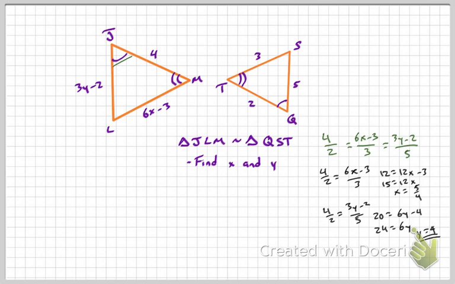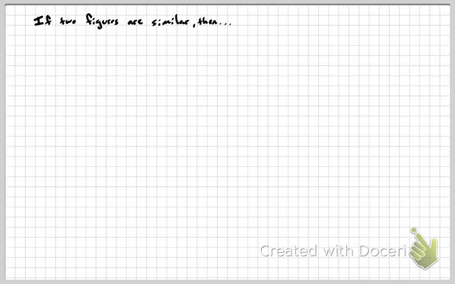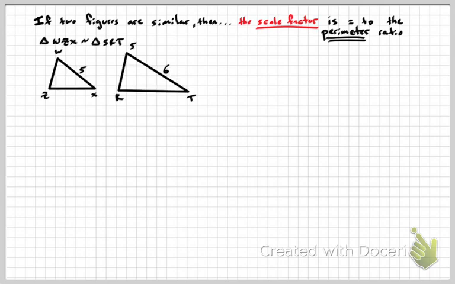Now the last thing that I want to talk about is the perimeter of similar figures. So if two figures are similar, then the scale factor is equal to the perimeter ratio. Okay? So when two figures are similar, not only are corresponding sides equal, but also the perimeter ratio is also equal to the scale factor as well.